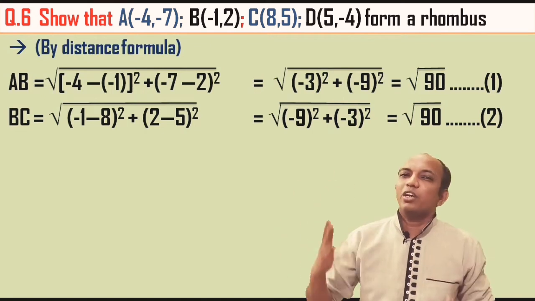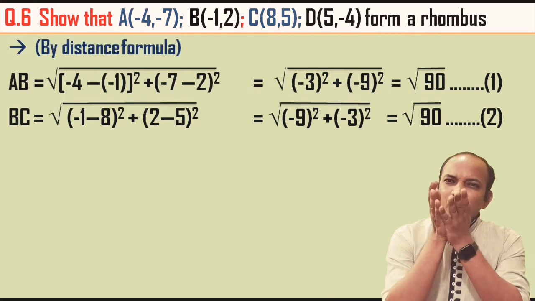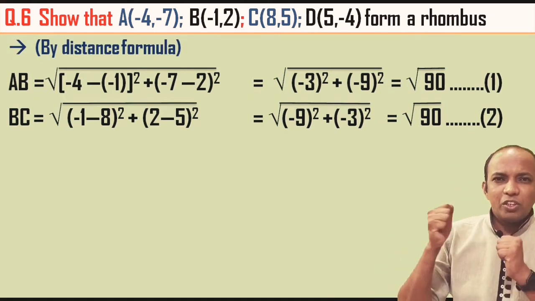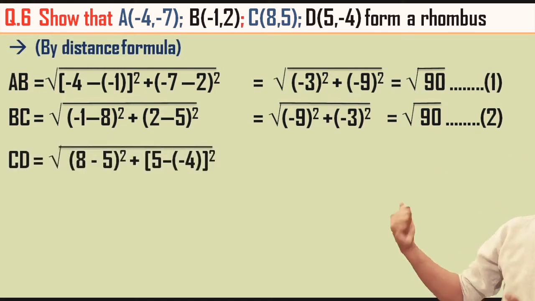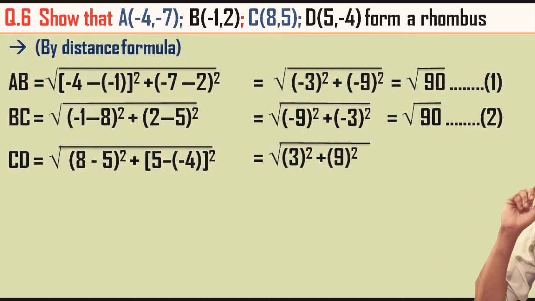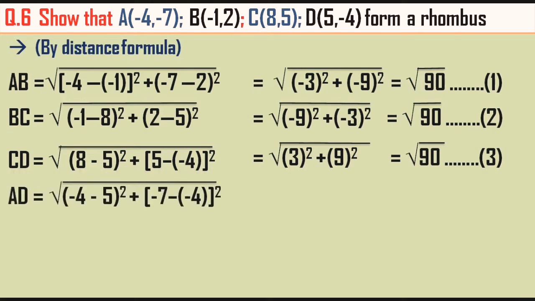Wow, two sides are equal in measure already. The moment you put the value for CD in the distance formula, we get again 3 square plus 9 square as the second step, the way you are looking on the screen. And after squaring and adding them, that results in again under root 90, number it as 3. Similarly, when you find the value of AD, again that results in 90.